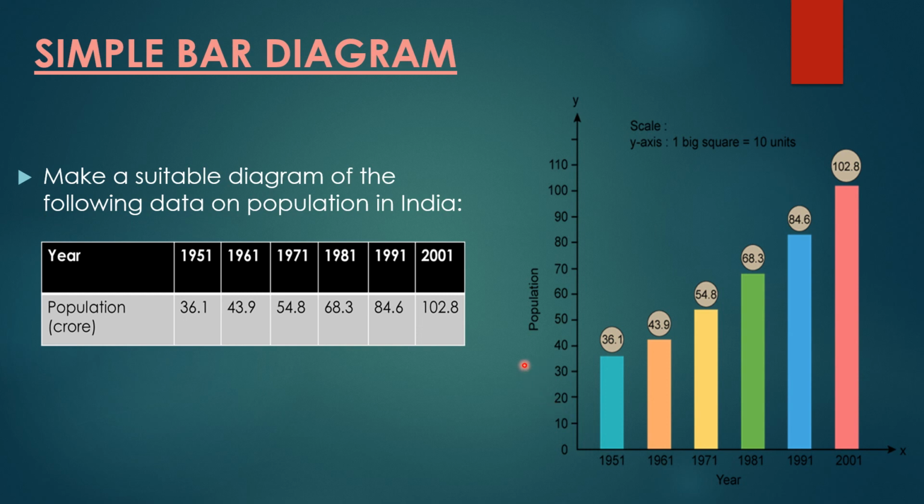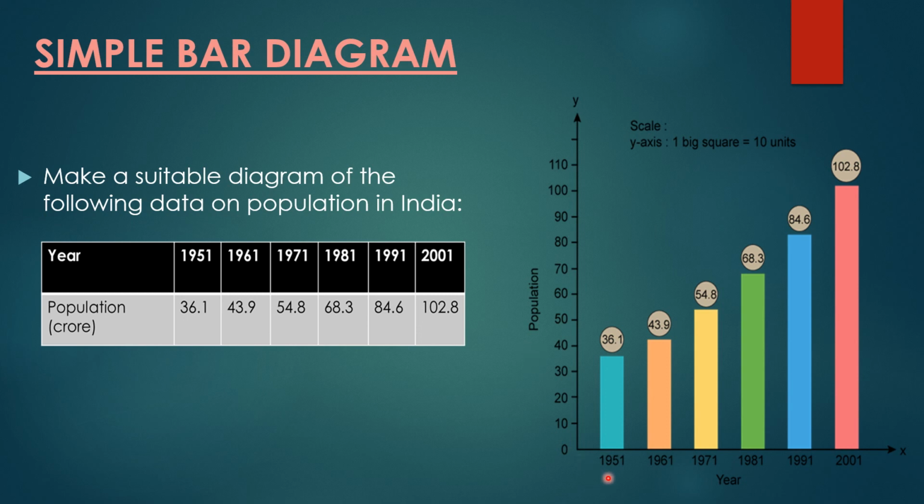If we do not mark what we are showing on the x-axis and y-axis, you will definitely lose marks. 1 mark for sure you will be losing in the exam if you are not marking year on the x-axis and population on the y-axis. It is a must for you to remember this thing.